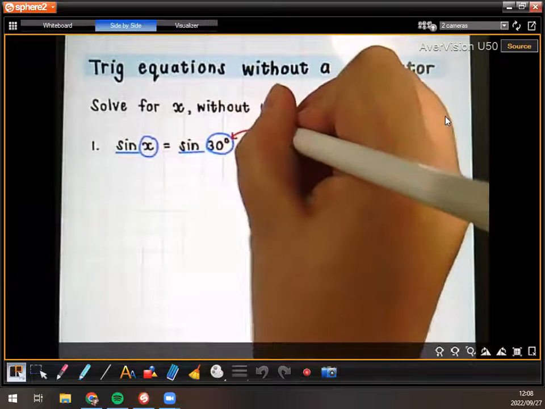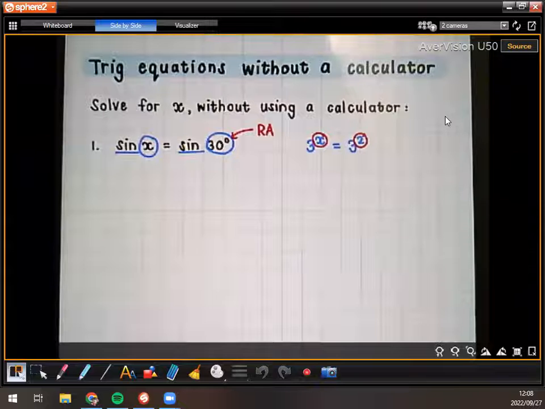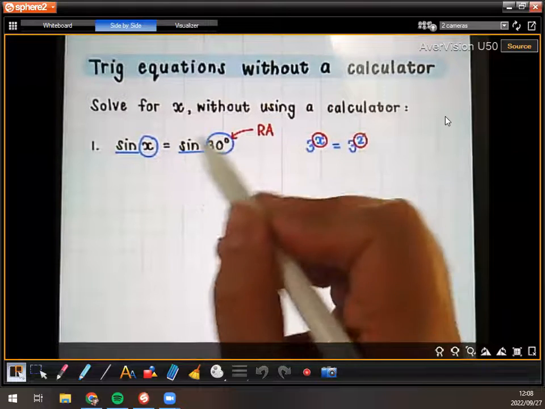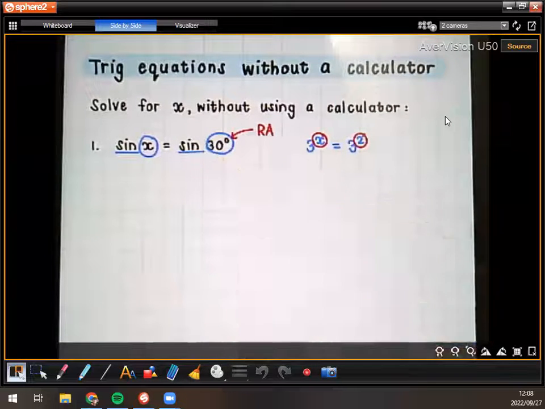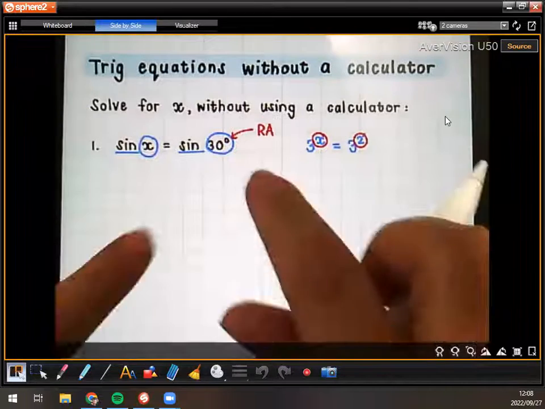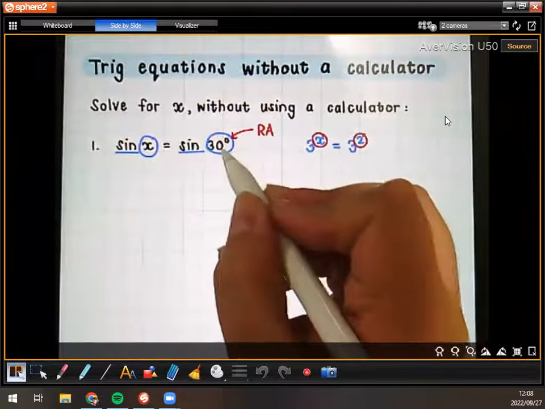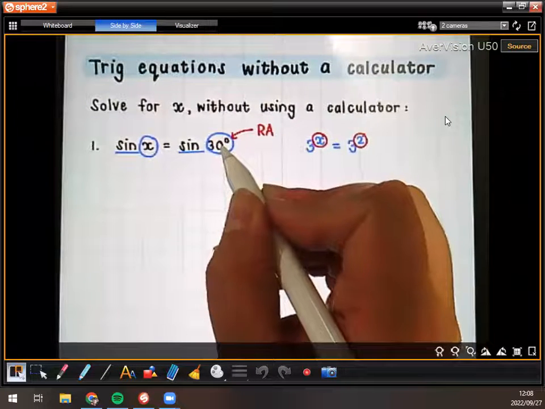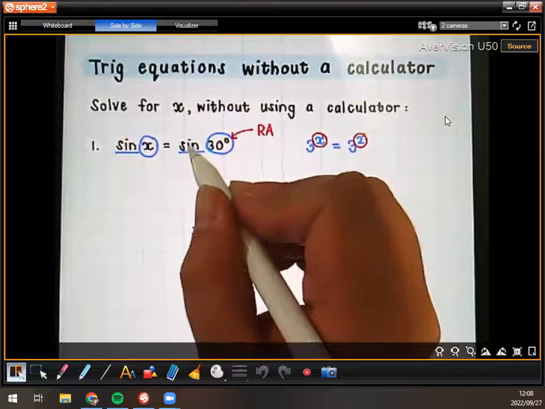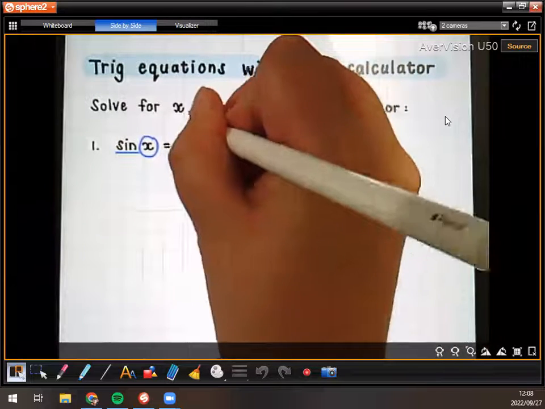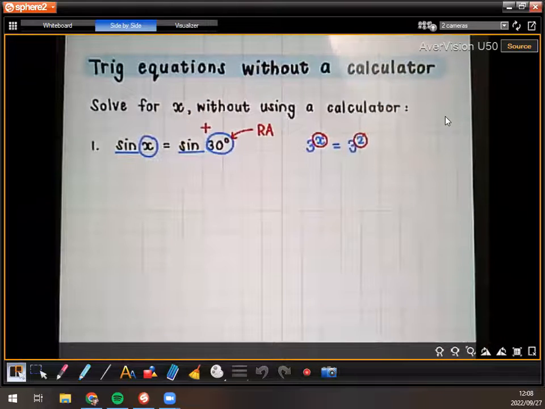So this 30-degree angle is actually our reference angle. They have essentially given us the reference angle. For sine x to be equal to sine 30, the reference angle has to be 30 degrees. And that's sine 30. Do you think that this is a positive or a negative value? We can also figure this out without using a calculator. What quadrant is 30 degrees in? Quadrant 1. What is sine in the first quadrant? Positive. So this is definitely equal to a positive value.